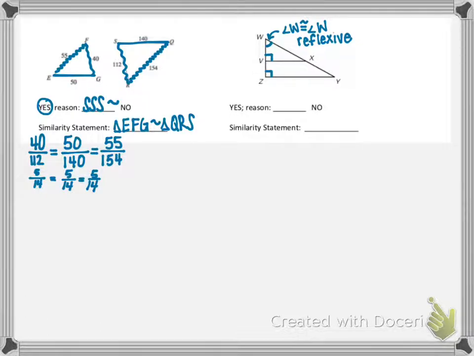So, since I have W congruent to itself and angle V congruent to angle Z, these guys are similar because I have two sets of angles congruent. So, angle-angle similarity. So, let's start with triangle WVX is similar to triangle WZY. W matches up with W, V matches up with Z, and X matches up with Y.